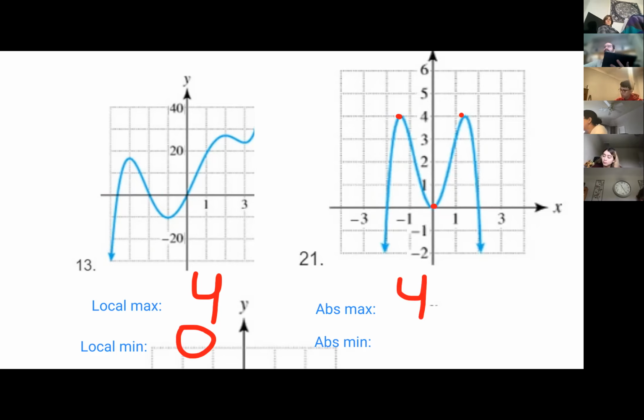And then my absolute min. It goes on forever, so there isn't one. Yep, there's none. Cool. Questions on this? If I pick 4, can you give me a point on this graph that's going to go above 4? Nope. That's why that is absolute here. There's no arrow going up. We should have an absolute max.